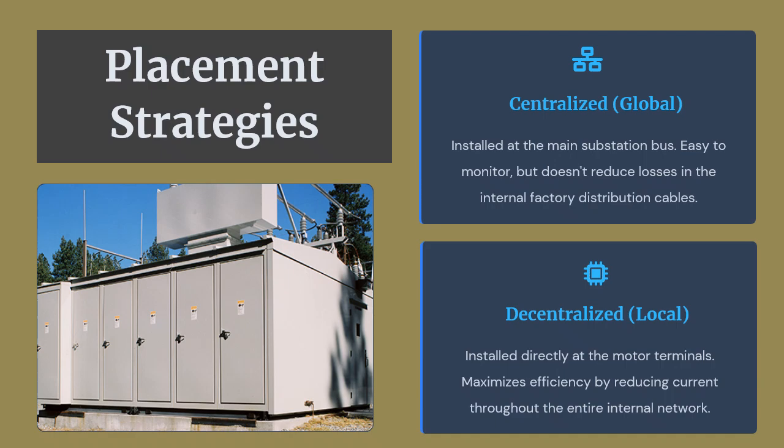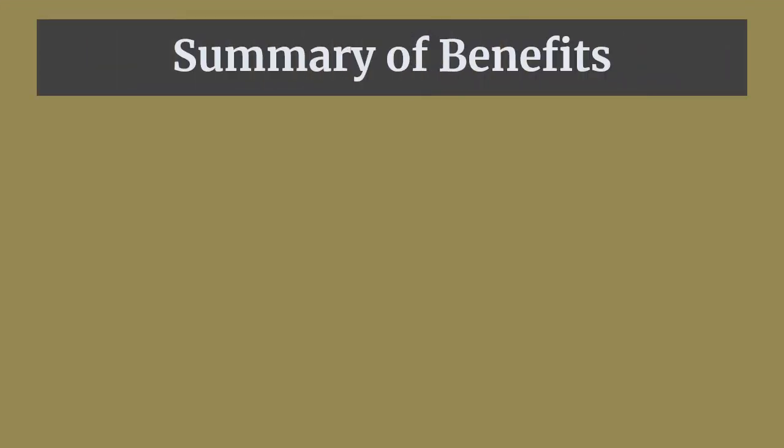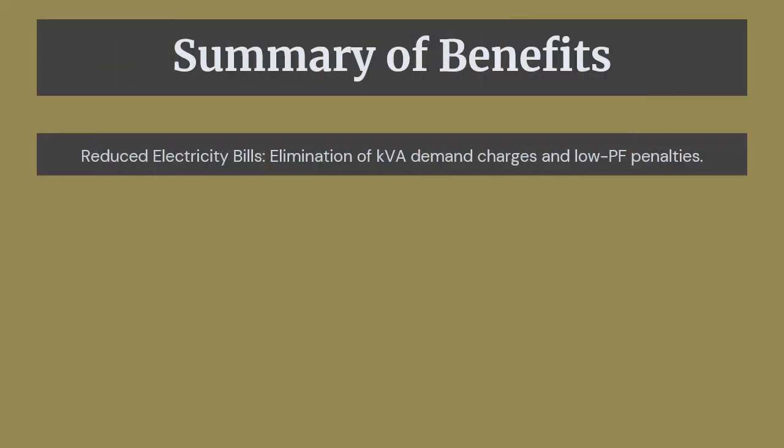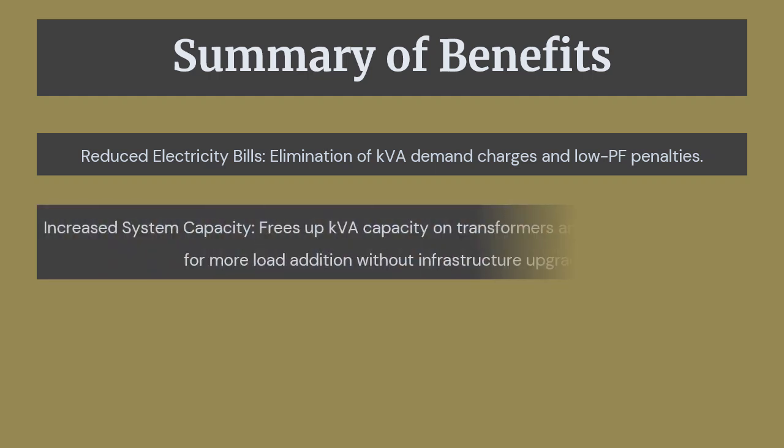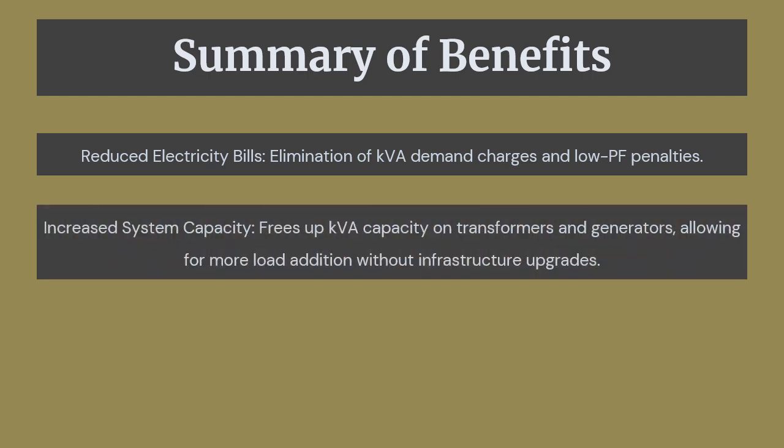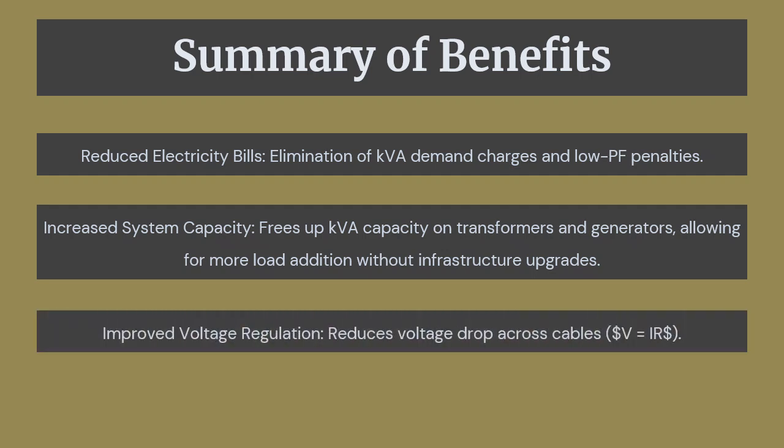Summary of benefits. To summarize the ROI, correct sizing leads to immediate reduction in electricity bills by eliminating demand charges. It also increases your system capacity, freeing up room on your transformer for more loads, and improves voltage regulation across the plant.